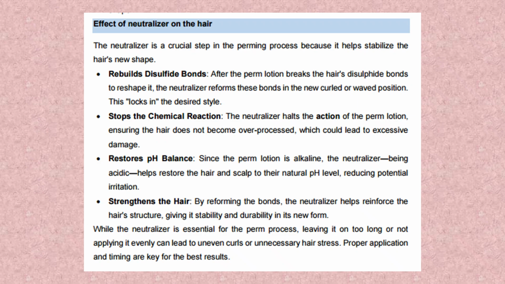It restores the pH balance. Since the perm lotion is alkaline, the neutralizer, being acidic, helps restore the hair and scalp to their natural pH level, reducing potential irritation. Strengthening the hair. By reforming the bonds, the neutralizer helps reinforce the hair structure, giving it stability and durability in its new form. While the neutralizer is essential for the perm process, leaving it on too long or not applying it evenly can lead to uneven curls or unnecessary hair stress. Proper application and timing are key for the best results.